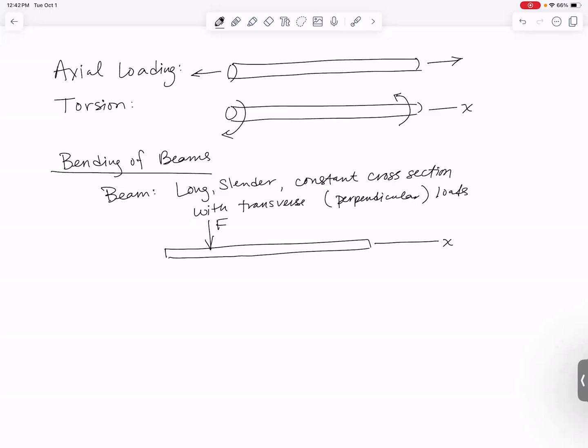That wouldn't be the only thing on the beam, right? It might have some kind of supports on either end, and it could have a distributed load. But the point is with a beam, it's got loads that are perpendicular to the x-axis.